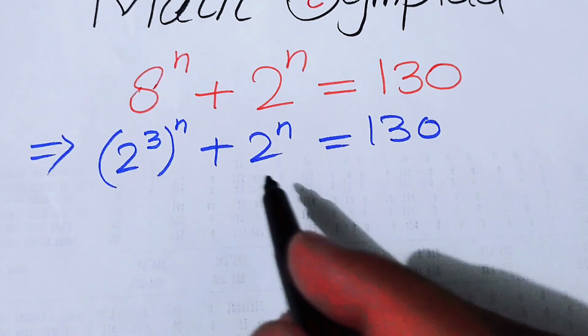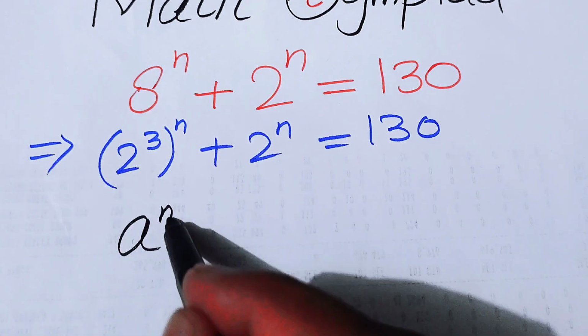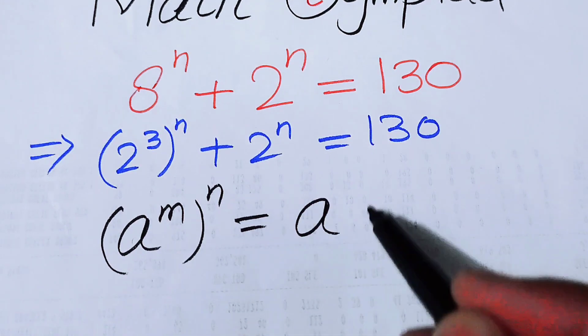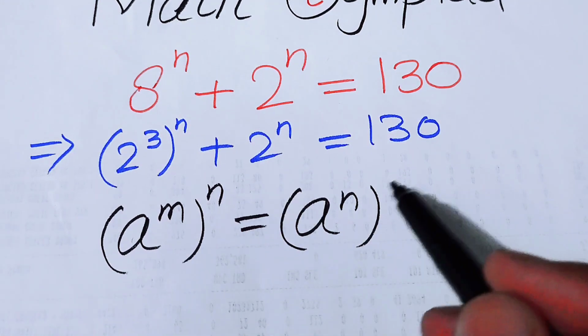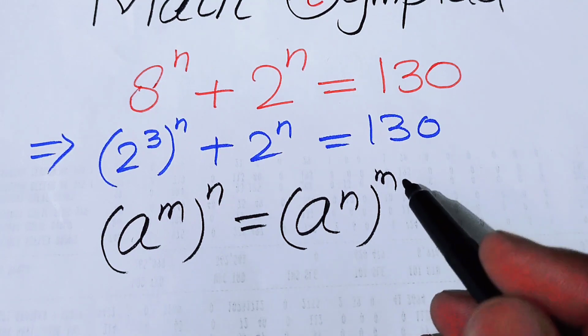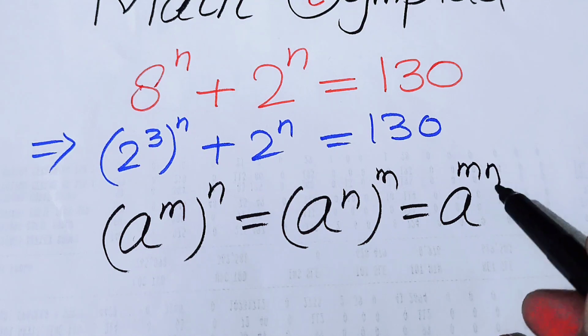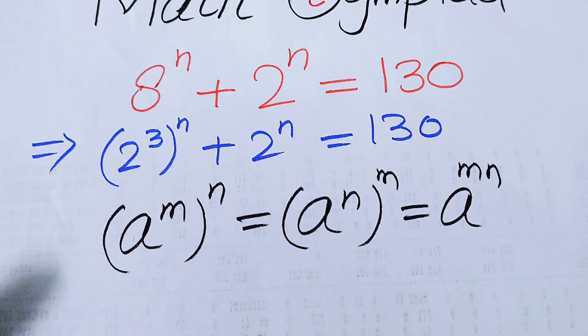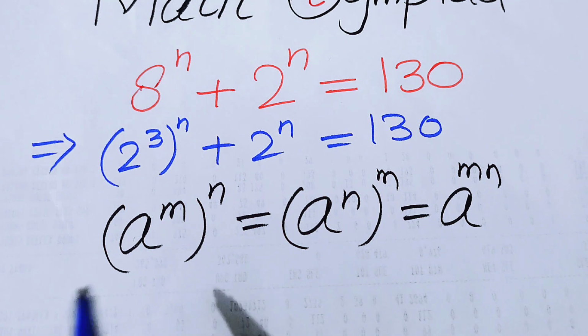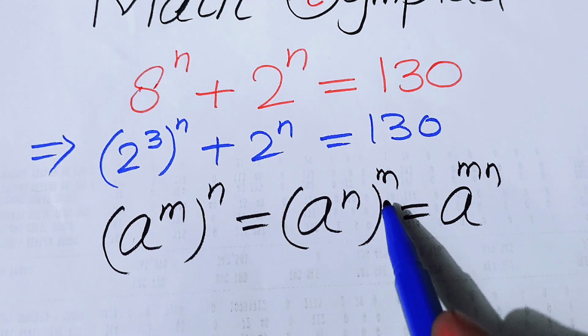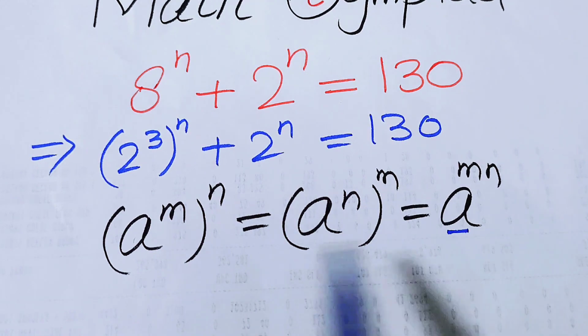After this step we will apply the nice exponential law, and you know about this law. If we have a to the power of m to the power of n, it is equal to a to the power of n to the power of m, is equal to a to the power of m times n. So it means that if you have an exponent to an exponent, then we will interchange these two exponents, then we will get the same answer.